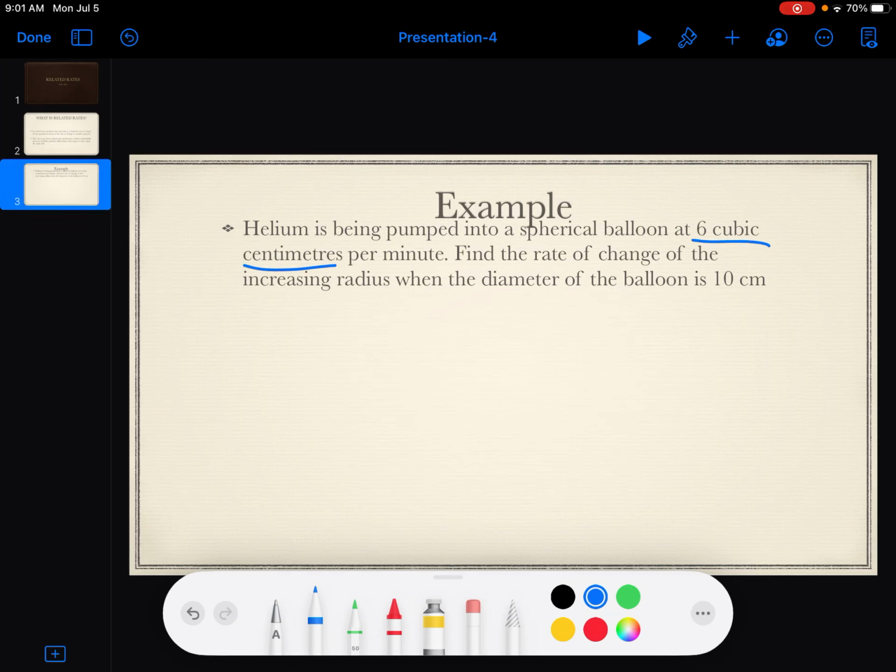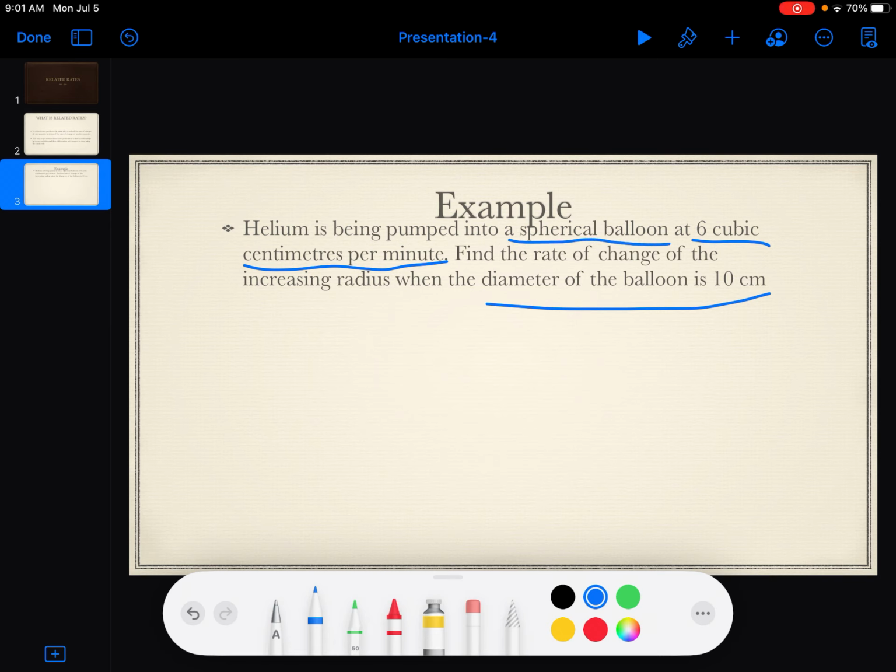6 cubic centimeters per minute. That's the rate at which the helium is being pumped into the balloon, and the diameter of the balloon at which we want to find the rate of change of the increasing radius. Well, we're not done yet looking for important information. What other important information are we given? Well, right in the first line, you can see we're given this very, very important piece of information.